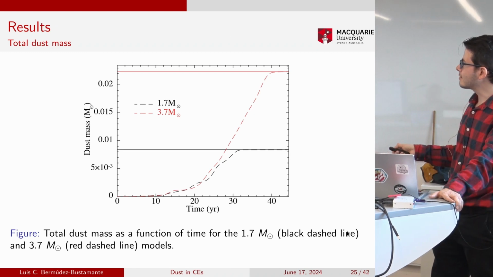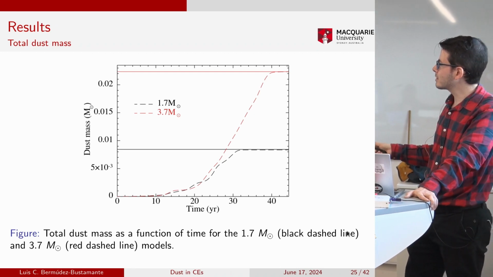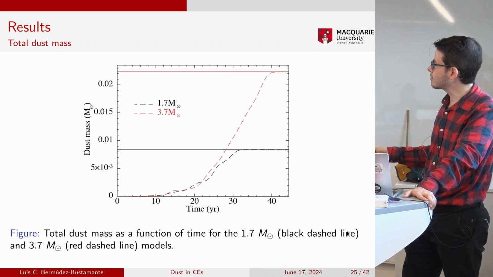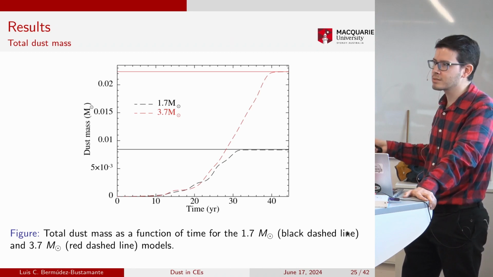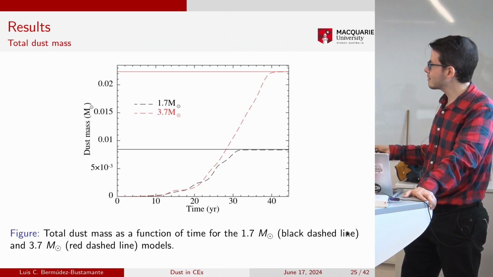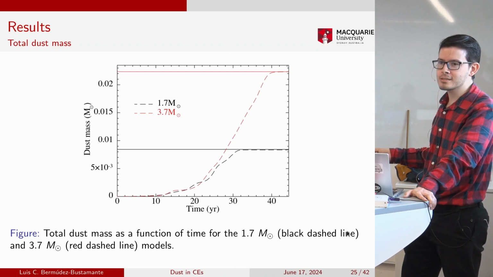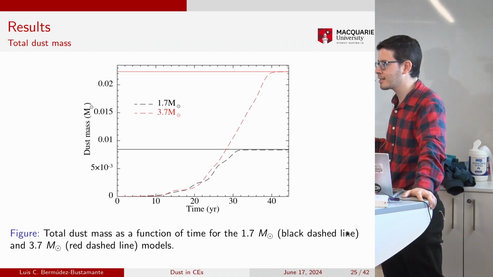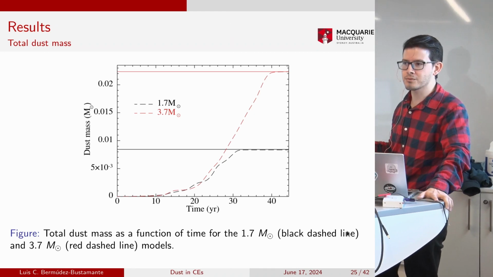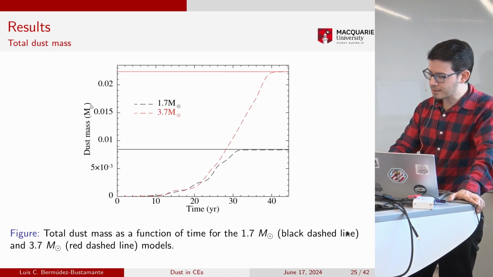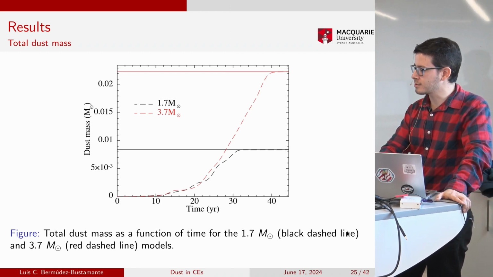But also the scale. This is 10 to the minus 2, 0.02 solar masses, or even close to 0.01 solar masses. So 10 to the minus 2 solar masses of dust in less than 40 years. So that's really fast, and that can have significant consequences for the appearance of an object. You are forming such a high amount of dust in so little time.